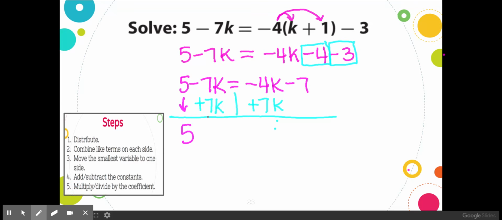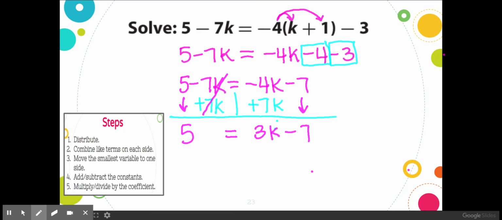Negative 7k plus 7k is just 0. That's what I wanted. I wanted to be able to move my variable. Negative 4k plus 7k is 3k. Different sign, subtract. And then you bring down the negative 7. So now I have this equation: 5 equals 3k minus 7.